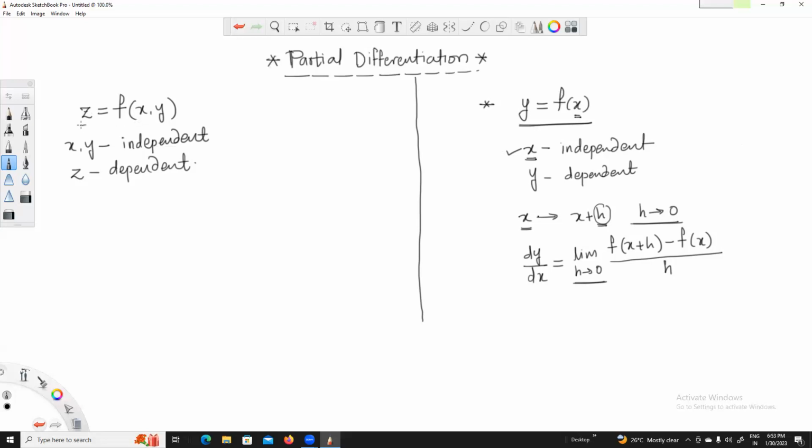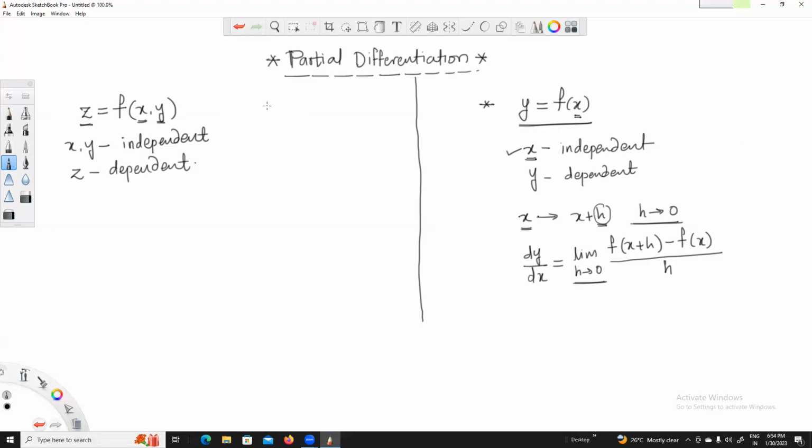It means that z depends on x and y, and they have their own dependability. So z independently depends on the variable x and the other variable y, and they have different forms of dependence. That's why, if I perturb the value of x, then z is going to change. If I perturb the value of y, then also z is going to change. So I can write the rate of change of z with respect to x separately and with respect to y separately. That is what we call a partial derivative.